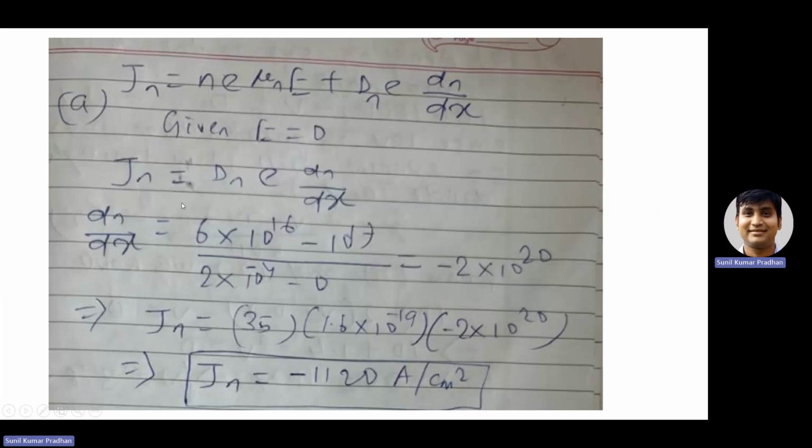Your dn by dx is coming to be minus 2 into 10 to the power 20. Put the values here. Diffusion constant is already given, 35, and dn by dx we found out here. Electron charge is 1.6 into 10 to the minus 19 coulomb. So what will be my current density? This current density is due to diffusion, so it is coming to be minus 1120 ampere per centimeter square. So this is the solution of this question.